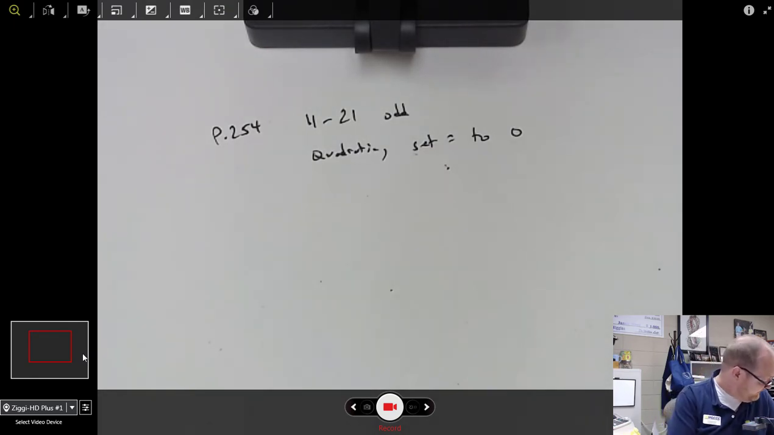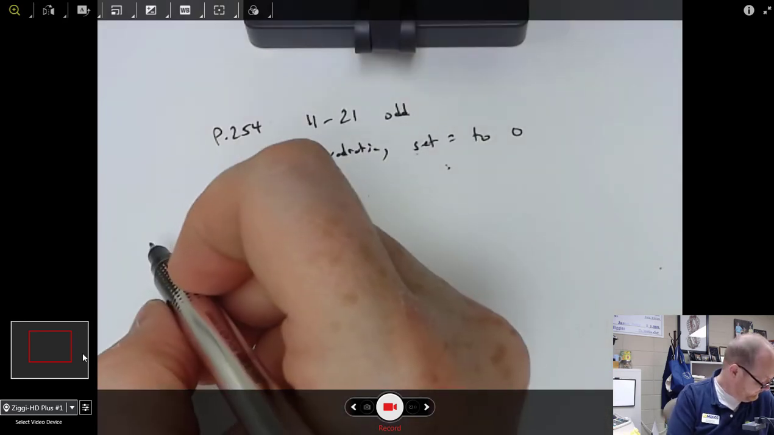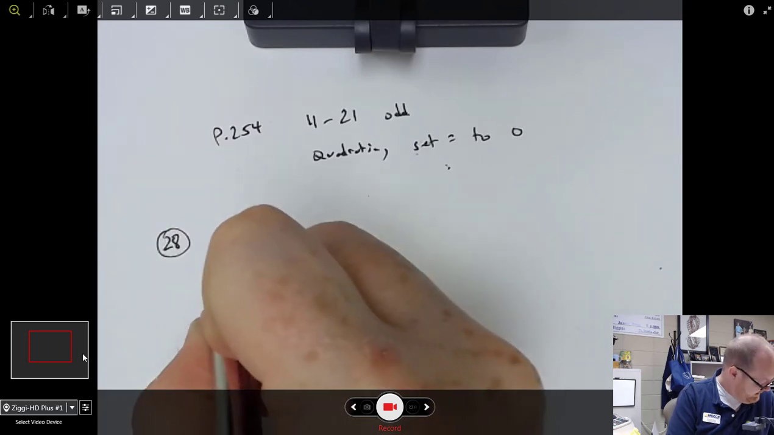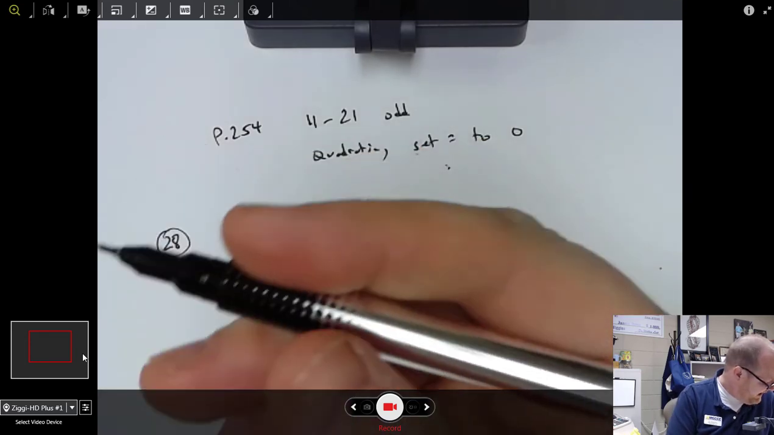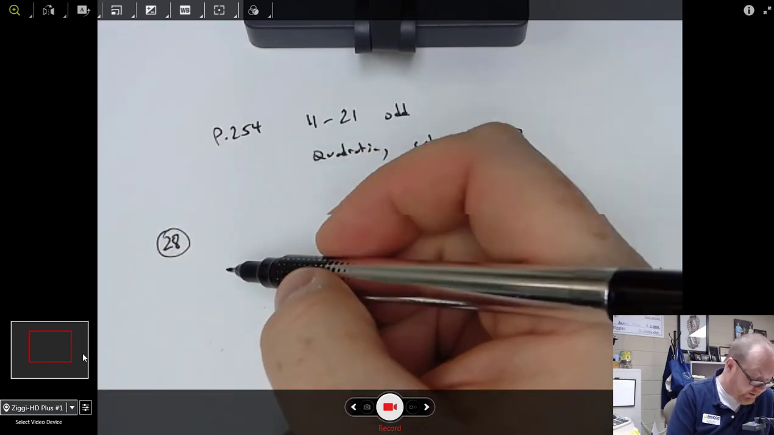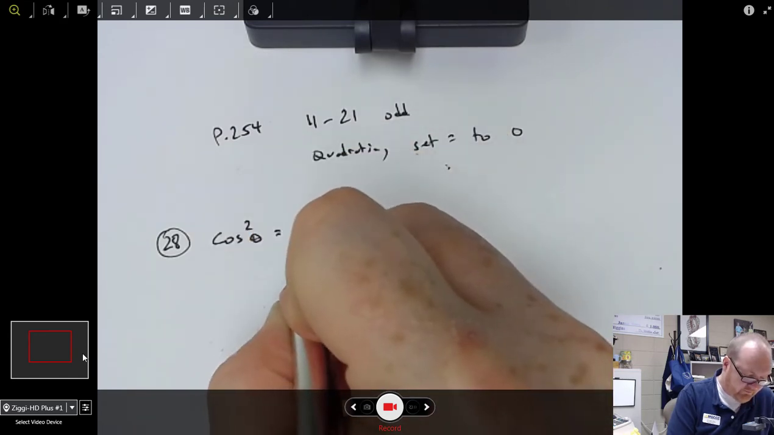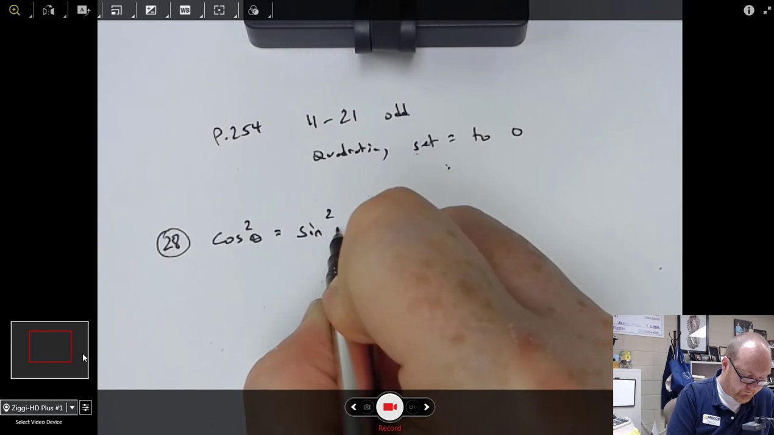But nonetheless, I want to look at a couple of other problems with you. Some that perhaps are a little more interesting. Maybe one like number 28. And then you can give the others. I've assigned 5 that are more interesting. But 28 says cosine squared theta equal to sine squared plus 1.